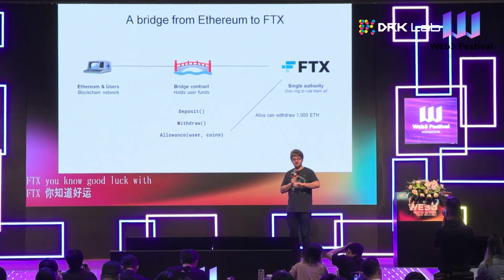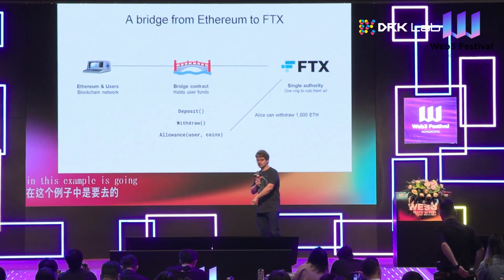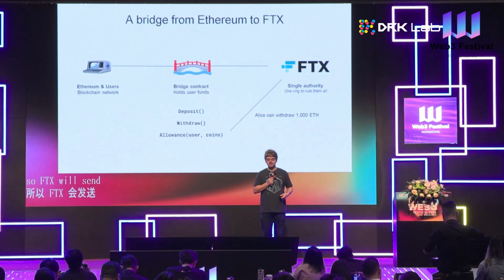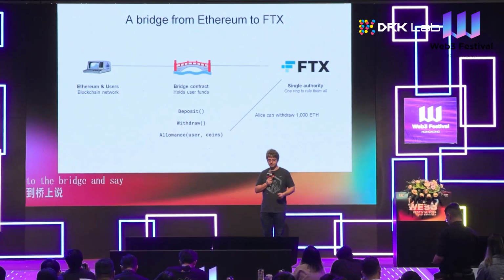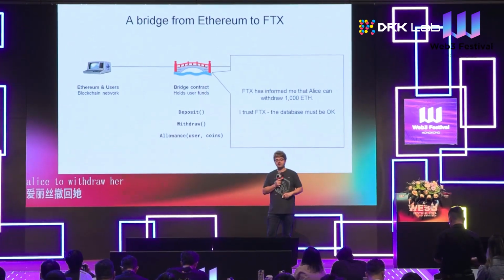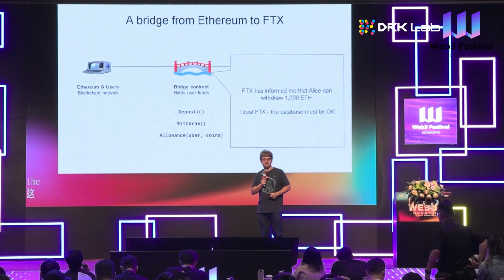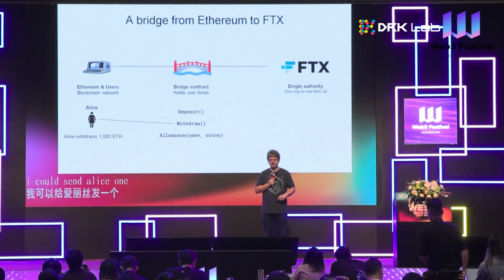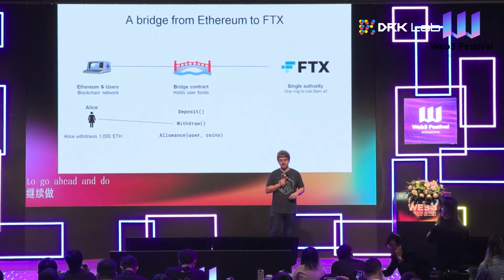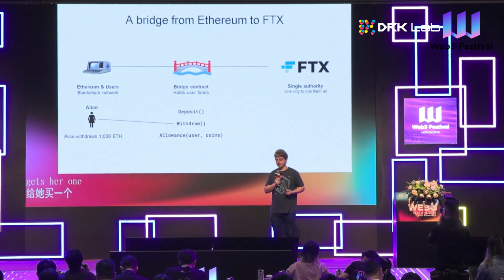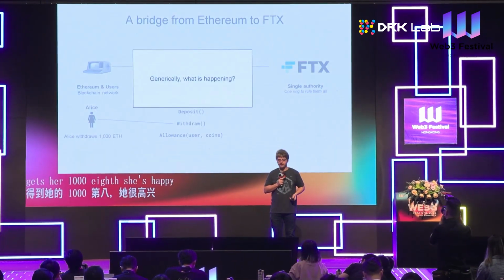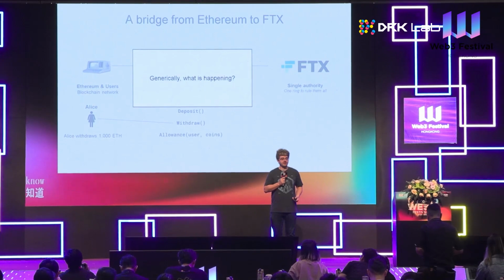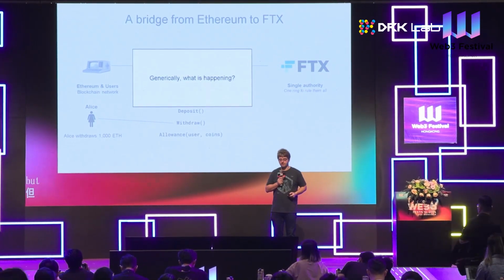So FTX will send a message, give it to the bridge, and say, bridge, allow Alice to withdraw her 1,000 ETH. The bridge will say, well, FTX told me I could send Alice 1,000 ETH, so I'm going to go ahead and do that. Then Alice gets her 1,000 ETH. She's happy. Maybe she goes buy some nice biscuits or whatever. But generically, what's happening in this scenario?